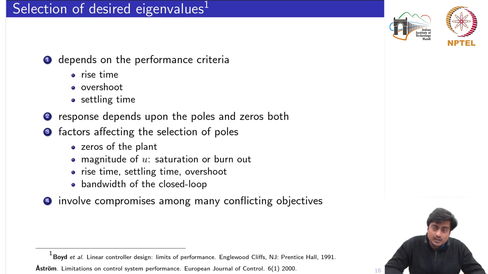meaning what our control objective is. It could be the rise time, the overshoot, or the settling time, if we speak of these criteria in the time domain. In the frequency domain also, the responses not only depend on the poles, but also on the zeros. So far we have focused on the location of the poles and on placing them using a state feedback. But the overall response is also affected by the location of the zeros. The first factor which affects the selection of the poles is the zeros.